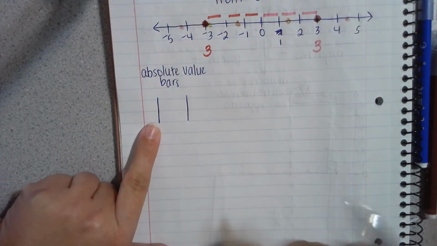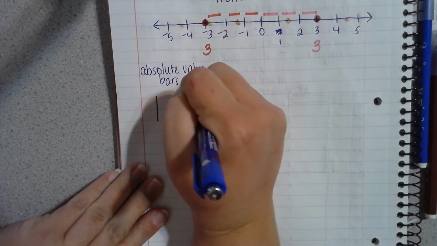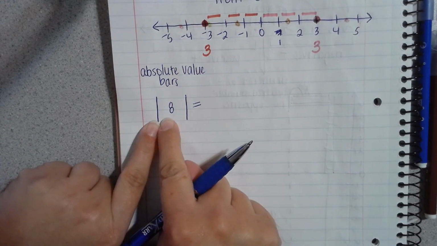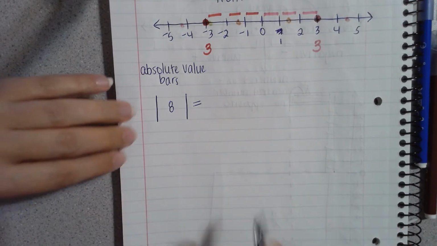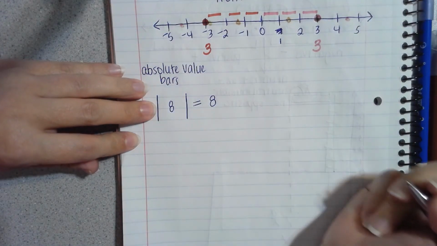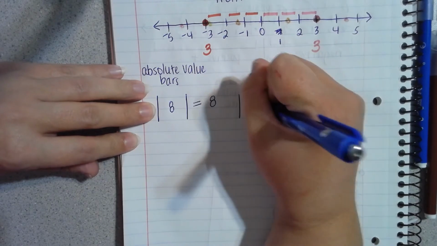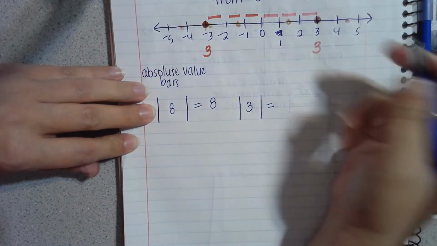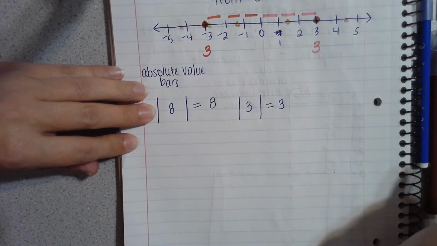It's two little bars like this, and a number would go on the inside of the bars. So anytime you see these little bars with a number on the inside, it's asking you to find the absolute value. How many steps away from 0 is that number? So 8 would be 8 steps away from 0. If we did it like this, we're asking what is the absolute value of 3? That would be 3, because it's 3 steps away from 0.